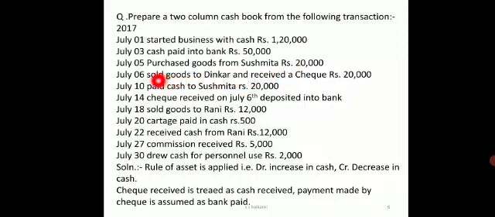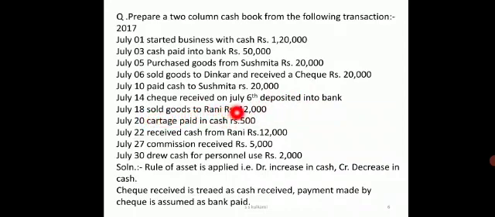Next you are having purchase of goods from Shushmita 15,000. So purchases to Shushmita it will be. Sold goods to Dinkar and received a check rupees 20,000. Paid cash to Sumitra, it is 20,000. Then check received on 6th July deposited into bank.